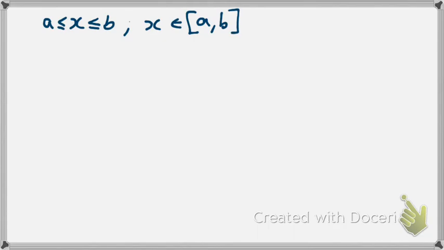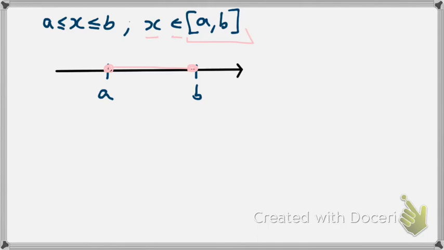Before I show you any other examples, I want to show you some notation. Instead of saying x is between a and b inclusive, we can write x is in the closed interval a to b. Closed interval means it includes the endpoints. Here's my number line. Here's a, here's b, and the solution is from there to there with a closed circle at each end. So you read this as x is in the closed interval a to b.